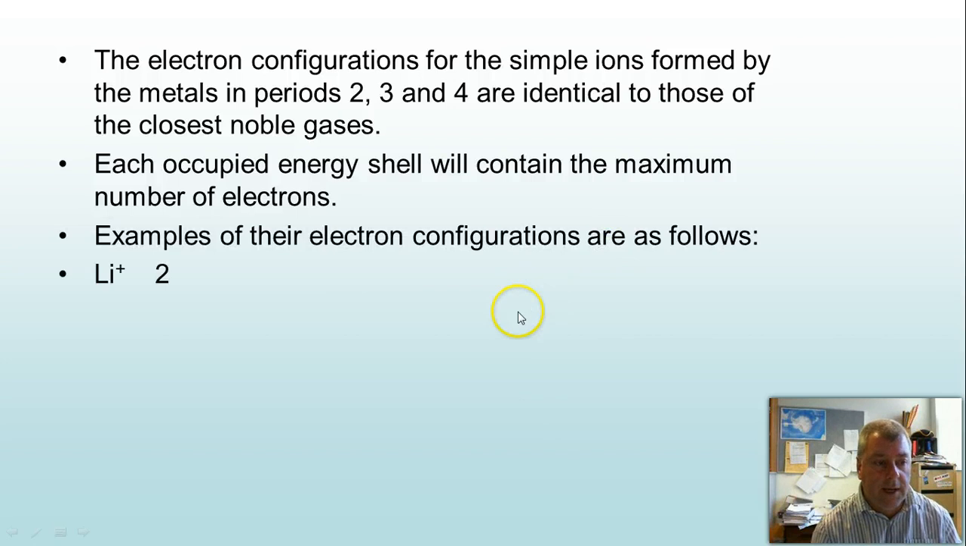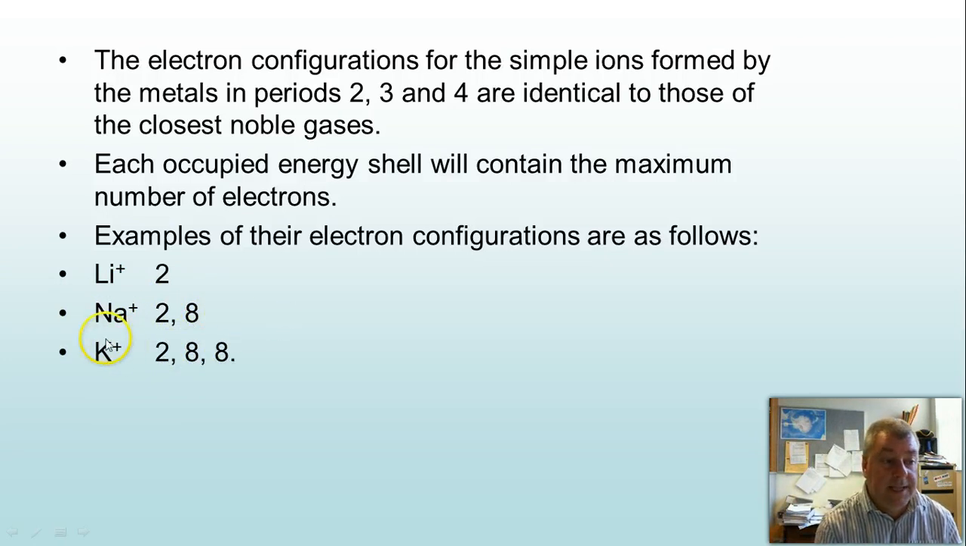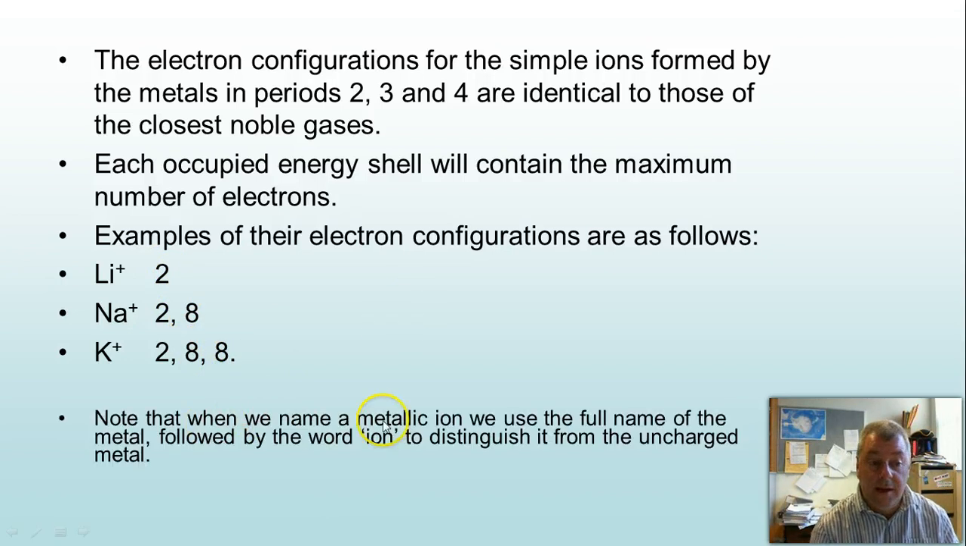Some examples are the lithium ion, which just has a single shell with 2 electrons in it. Sodium has more protons and more electrons, and the sodium ion now has the electron configuration 2,8, so it's lost its outer shell electron. Potassium has even more electrons. The potassium ion now has the electron configuration of 2,8,8, having lost its outer shell electron. Notice these are all noble gas configurations. Note that when we name a metallic ion, we use the full name of the metal followed by ion, because we need to be able to distinguish it from the neutral atom.